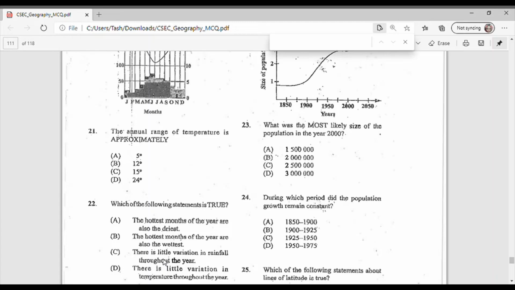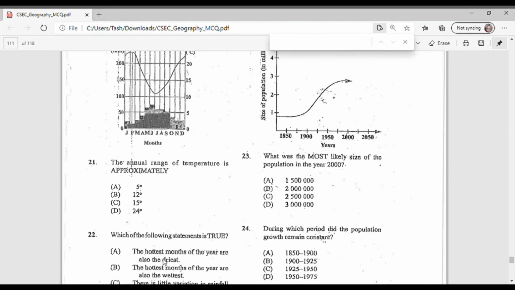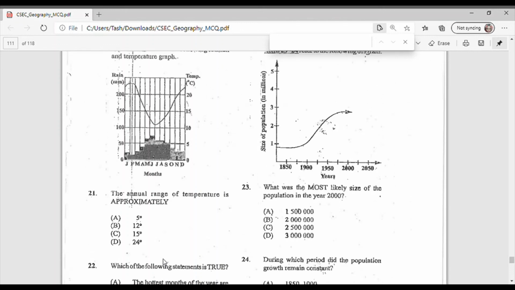Let's look at the others. The hottest months of the year are also the wettest. That is not correct. We're not seeing where we have high rainfall when it is warm. C, there is little variation in rainfall throughout the year. D, there is little variation in temperature throughout the year. So we are seeing variation in both of them. So for number 22, we would have given the answer as letter A. The hottest months of the year are also the driest.